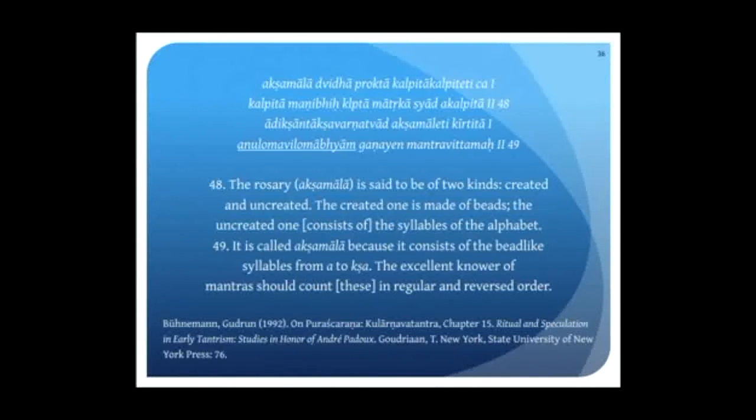So this says the rosary, the akṣa-mālā, is said to be of 2 kinds, created and uncreated. The created one is made of beads, the uncreated one consists of the syllables of the alphabet. It's called akṣa-mālā because it consists of the bead-like syllables from A to ksha. The excellent knower of mantras should count these in regular and reversed order. Regular and reversed order is anuloma viloma, and that's basically what we were doing yesterday when we go up and down the spine, and there's lots of different ways you can visualize the Kriya Yoga and stuff like that.